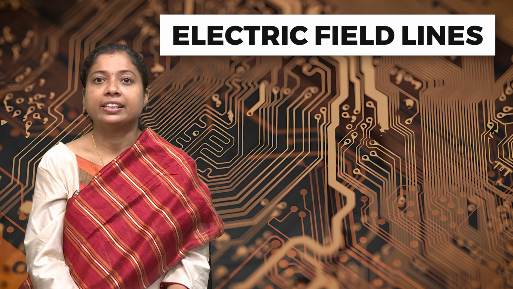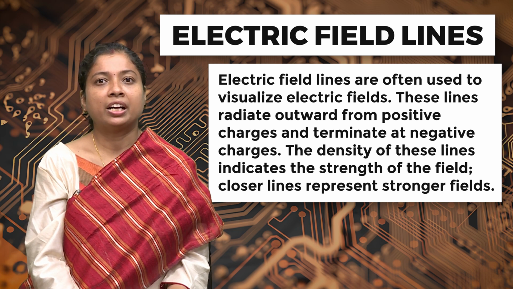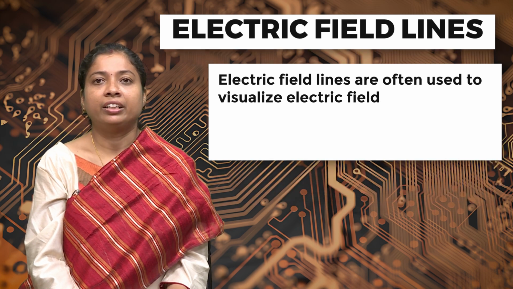Electric field lines. Electric field lines are often used to visualize the electric field. These lines radiate outward from positive charges and terminate at negative charges. The density of these lines indicates the strength of the field. Closer lines represent stronger fields.